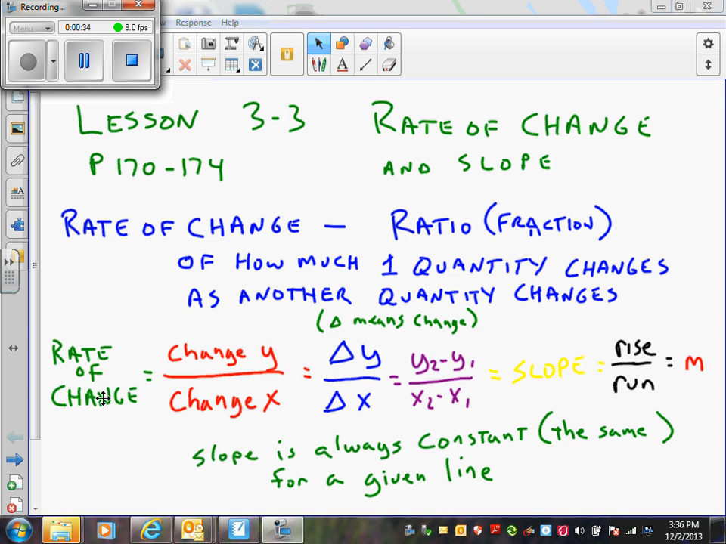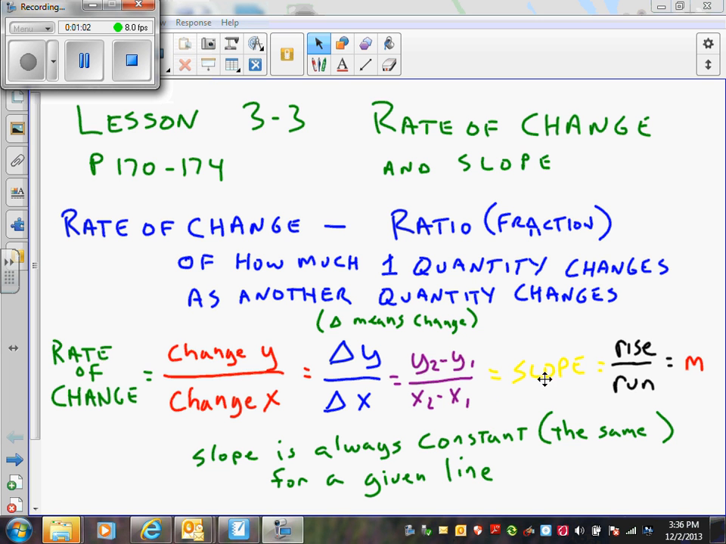We have lots of different names for the same thing. Rate of change is equal to the change in y over the change in x. This triangle-looking thing is a delta. That's a Greek letter. In math and in science, that means change. So delta y over delta x. How do we find the change? We subtract the y's and the x's. Now notice y2, x2, y1, x1. Those guys have to go together. These guys have to go together.